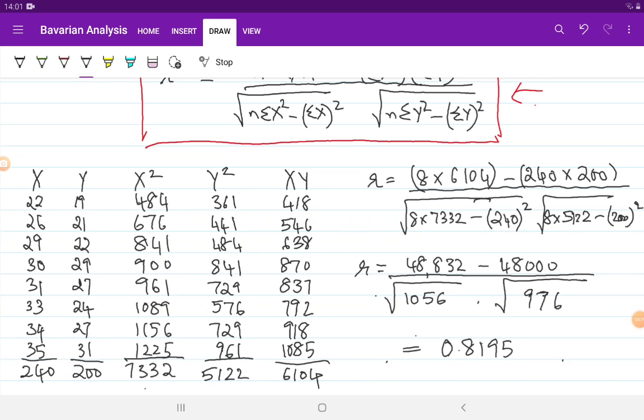So here you have the completed table. Summation x is 240, summation y is 200, summation x square is 7332, summation y square is 5122, and summation xy is 6104. We put that into the formula given and we get the same answer, 0.8195, as the Karl Pearson's correlation coefficient.